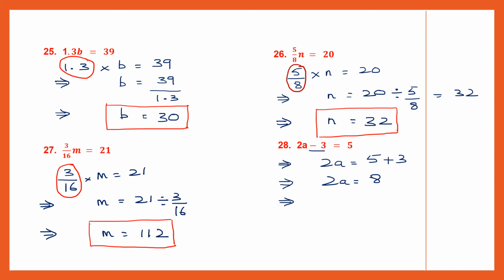So to find the value of a, we write 8 divided by 2, because here on the left hand side it is multiplication. When it is transposed to the other side, it becomes division. So the value of a is equal to 8 divided by 2. 2 fours are 8. So we have got our answer. The value of a is 4.